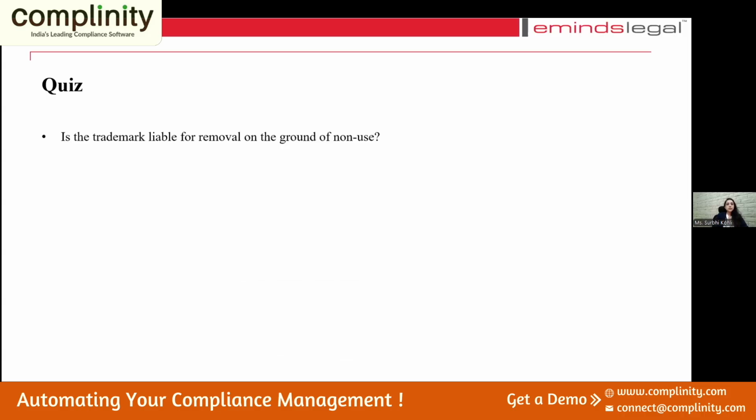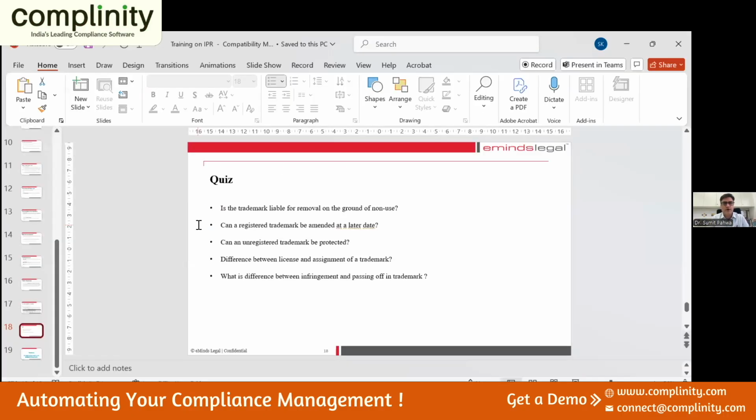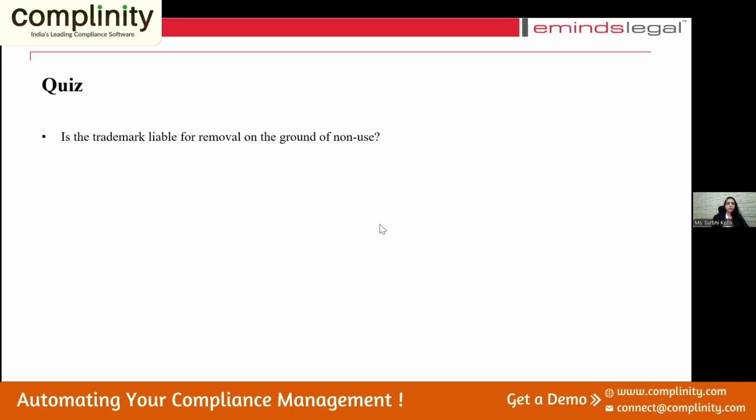The first question is: is the trademark liable for removal on the ground of non-use? Let's wait for the answers. If you could, friends, put it in the chat box. Yes, no, whatever you feel like. Is the trademark liable for removal on the ground of non-use? Okay, people are saying yes, no, no. We see more no's. Only one yes. Mostly we're receiving no's.